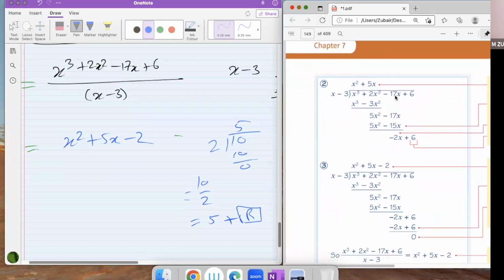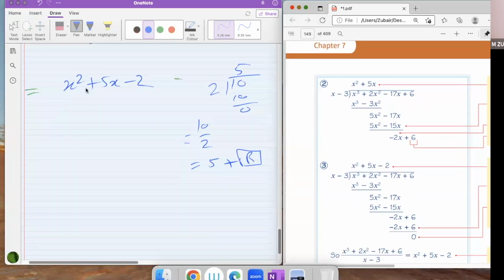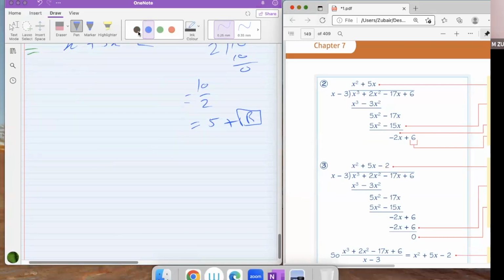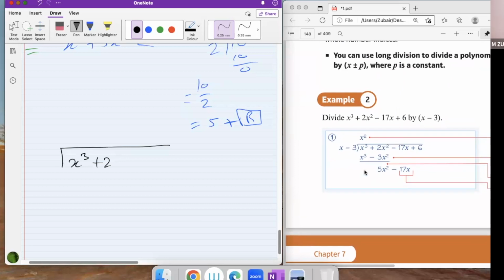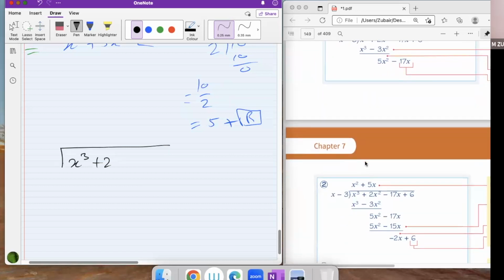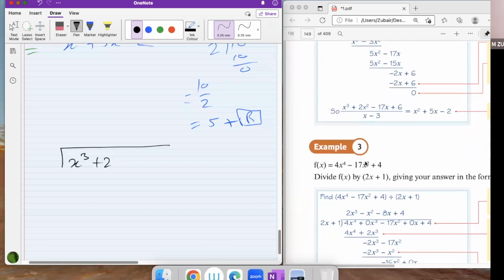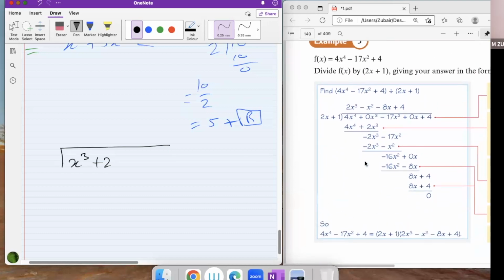Another question. This is all long division. X cube plus 2x square. This is the same question, I think. X cube minus 2x square, x minus 3. This is the same question. Next question.